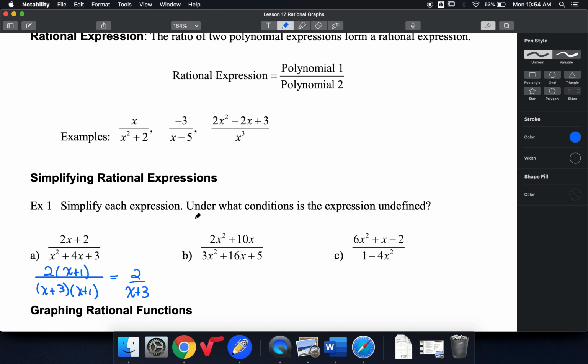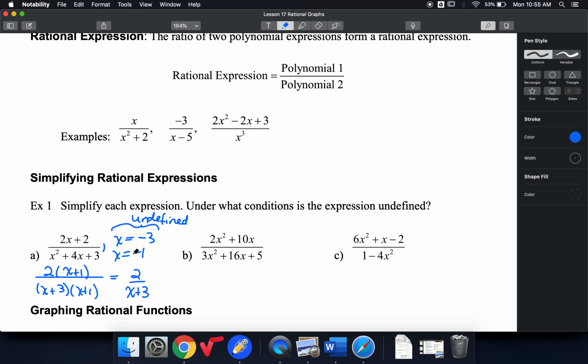But this question here: under what conditions is the expression undefined? Well, I want to come back to the original, because looking at the original, this function doesn't exist for x equals -3 or x equals -1. So that means it's undefined at x equals -3 or x equals -1. So I'm answering the question here. If the question was to state the domain, my domain would be x is not equal to -3 or x is not equal to -1.